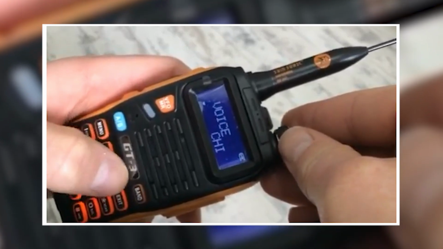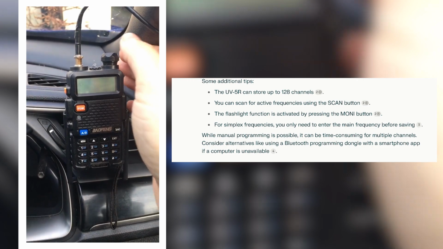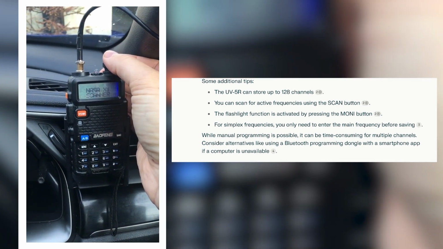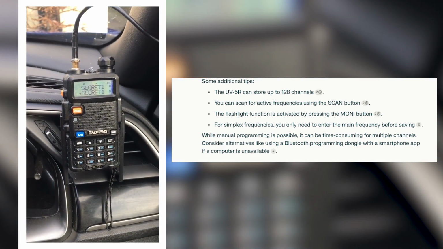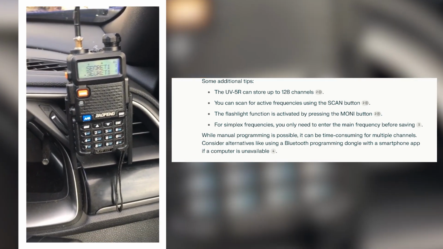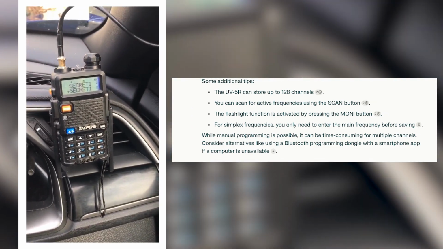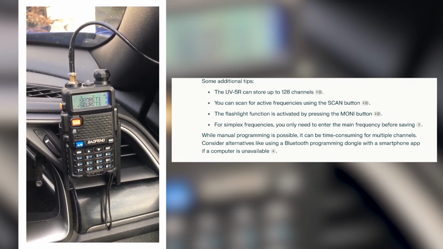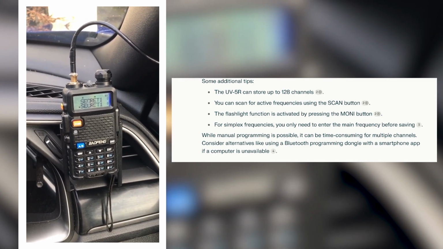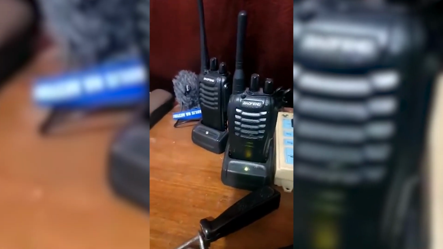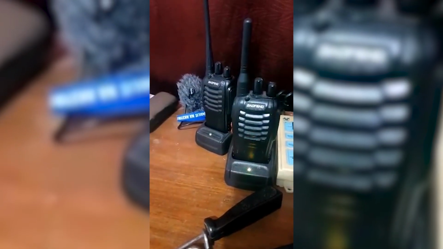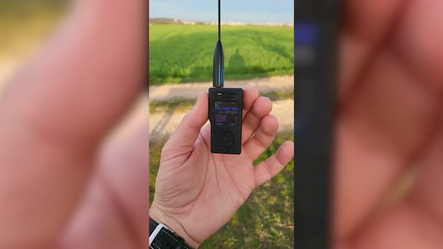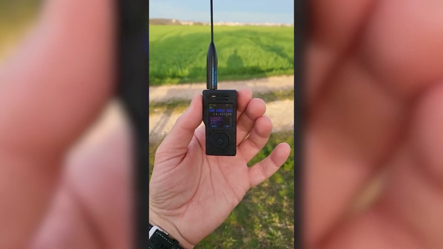Now, there are some additional tips. The UV-5R can store up to 128 channels. You can scan for active frequencies using the scan button. The flashlight function is activated by pressing the MONI button, right? The MONI button. For simplex frequencies, you only need to enter the main frequency before saving. Now, while manual programming is possible, it can be time consuming for multiple channels. So consider alternatives like using a Bluetooth programming dongle with a smartphone app if a computer is unavailable.